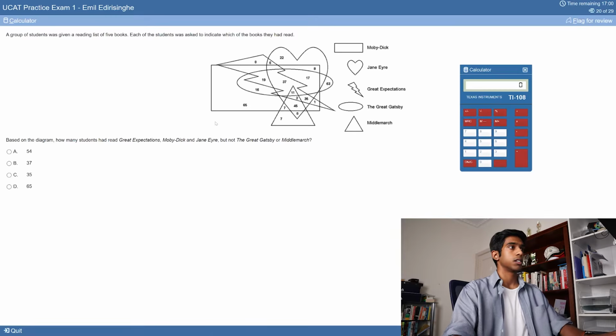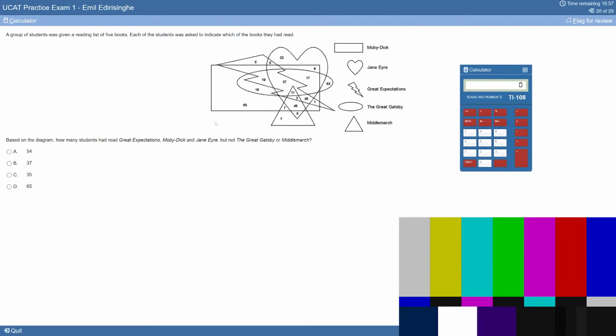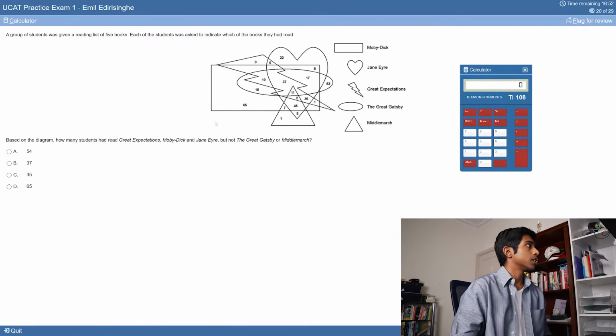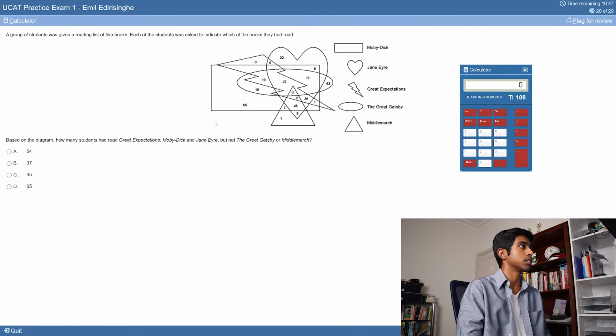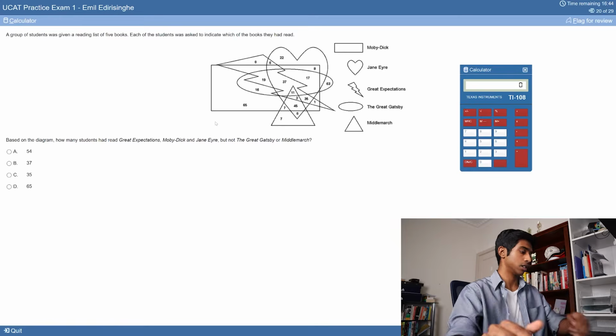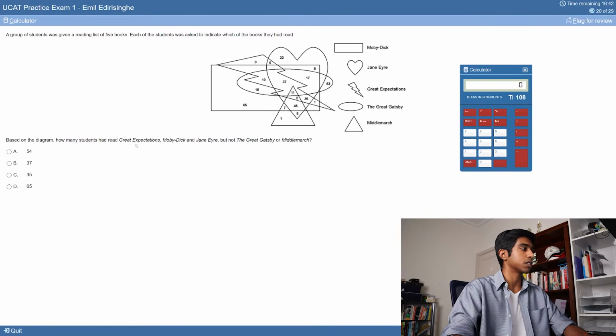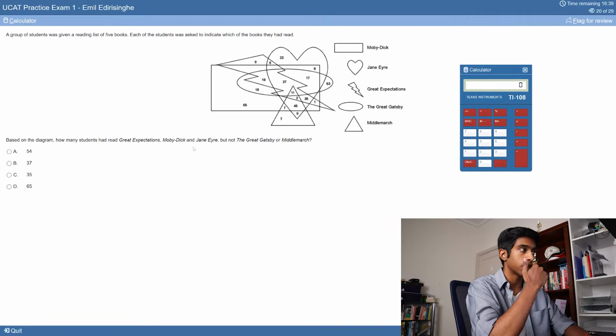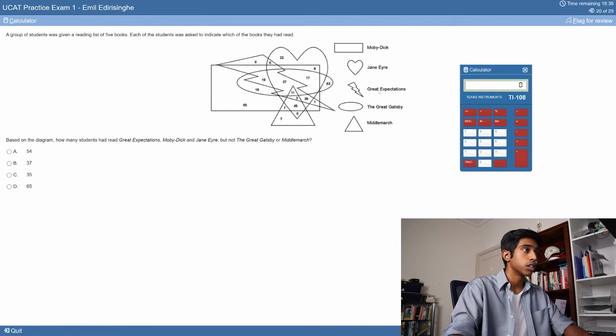Just gonna restart my camera. Okay. A group of students was given a reading list of 5 books. Each of the students was asked to indicate which of the books they had read. Based on the diagram, how many students had read Great Expectations, Moby Dick, and Jane Eyre, but not The Great Gatsby or Middlemarch? Okay, so Great Gatsby, Middlemarch is the triangle and the circle. Great Expectations is the lightning bolt. Moby Dick is this. Jane Eyre is the heart.